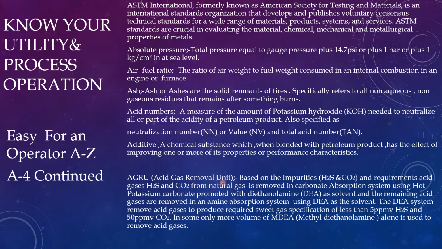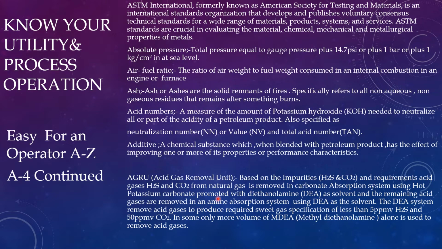Then we will see another important terminology used in the gas field. AGR, acid gas removal unit, is based on the impurities, mainly hydrogen sulfide and carbon dioxide gases, along with the feed gas. The acid gases, H2S and CO2, from the natural gas will be removed by using a carbonate absorption system, where hot potassium carbonate is promoted with diethanolamine, DEA, as solvent, and the remaining acid gases are removed in an amine absorption system using DEA as a solvent. That is in two-stage absorption.